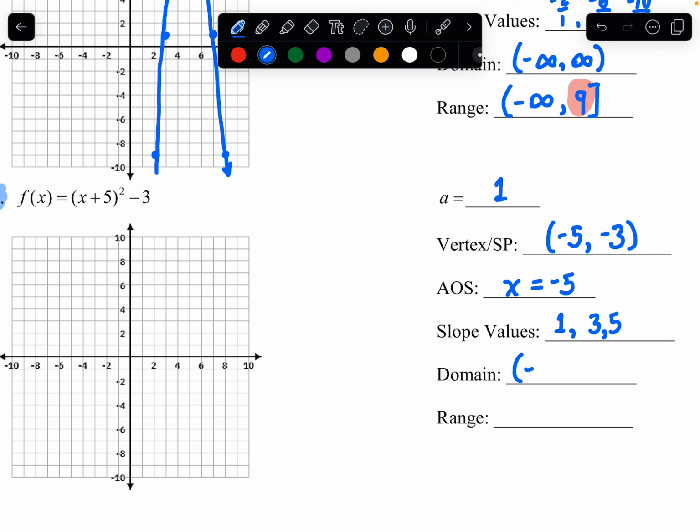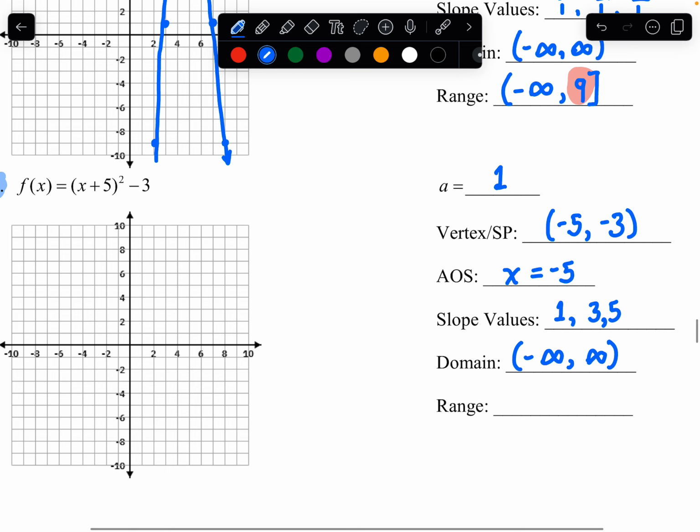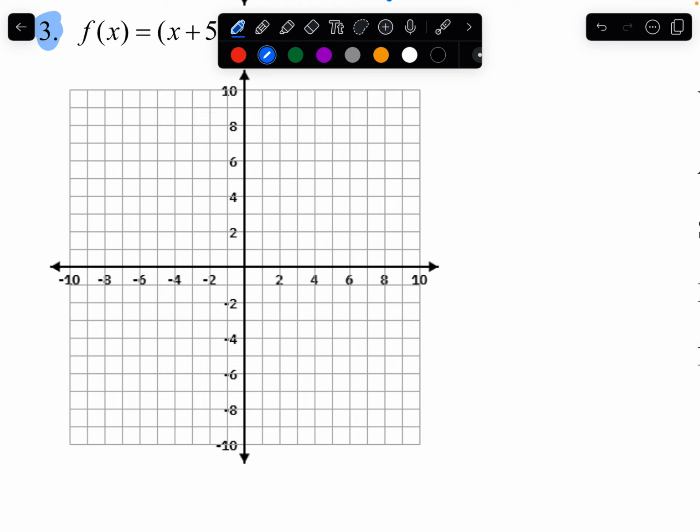Pretty boring. The domain is negative to positive infinity because it's quadratic. You can square any number you want, but we can also get that from the graph. So it's totally up to you how you want to play that.